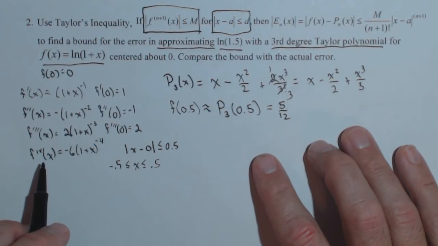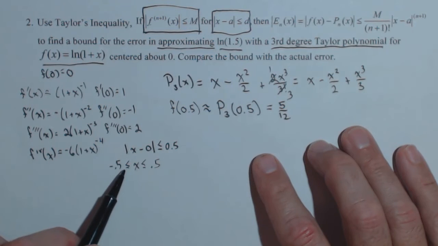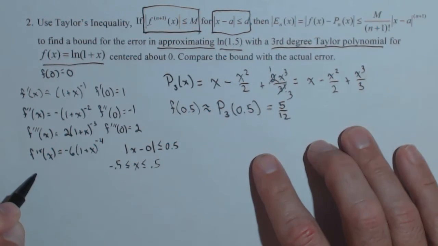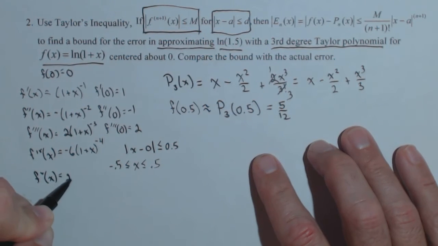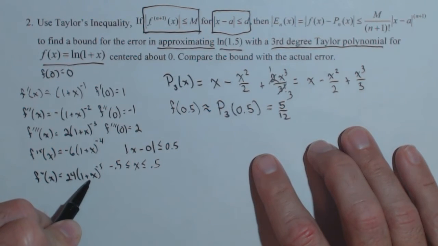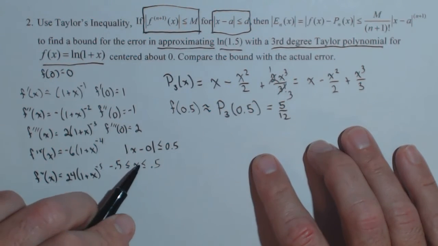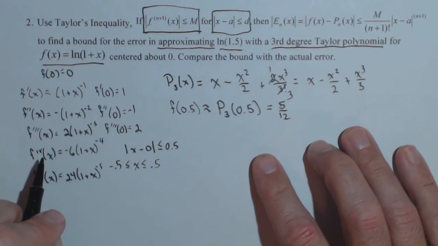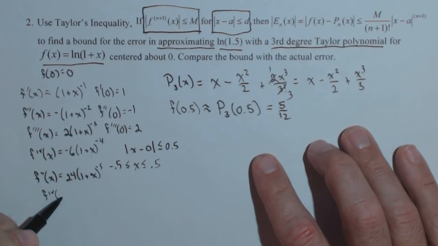So we need to figure out where the fourth derivative is going to be a maximum in between negative 0.5 and 0.5, which means we also want to check for critical values. So that would be checking the fifth derivative, which we can see would be 24 times (1 plus x) to the negative 5. The only place it's going to be 0 is at negative 1, which is not inside our interval. So what we're going to do is check our fourth derivative at 0.5 and at negative 0.5.